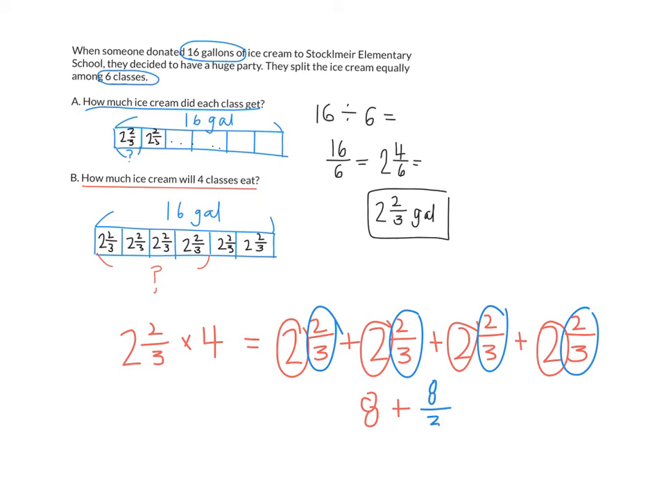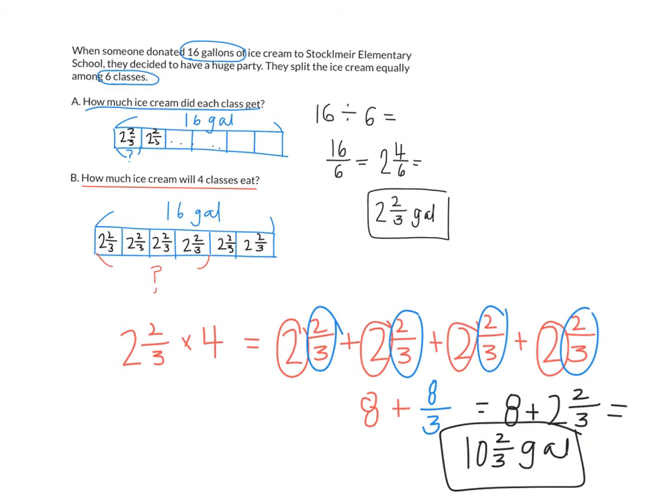8/3. Good. Are there any wholes in 8/3? Yes. So really, this is 8 plus, how many wholes are there in 8/3? 2. And 2/3. So what's my final answer? 10 and 2/3. What's my unit? Gallons of ice cream. Very good.